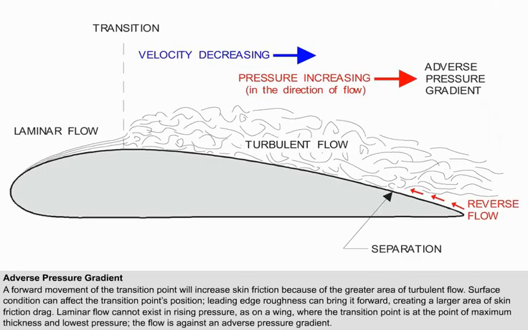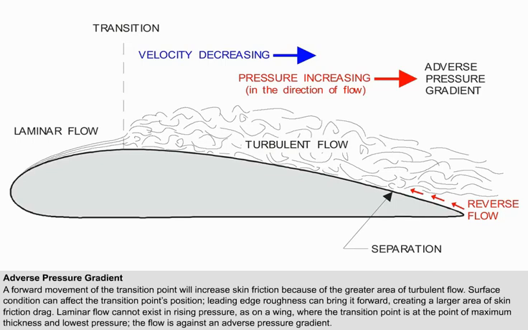Secondly, a laminar layer cannot exist where pressure is rising in the direction of flow. Over a curved surface, like a wing, the transition point is at or near the point of maximum thickness, which is the point of lowest pressure. So the flow is against what is called an adverse pressure gradient. The transition point is thus further forward than if the surface were flat.